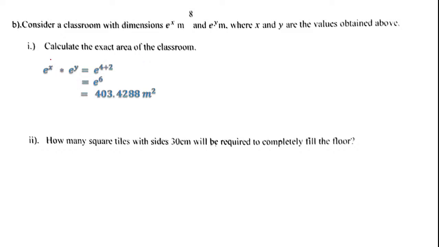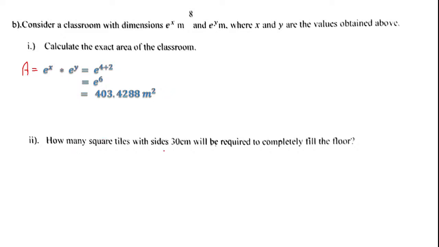So that will give us the area equal to length times width. That will give us e to the power x times e to the power y, which gives e to the power x plus y. But our x is 4 and our y is 2. So that gives us e to the power 6, which is equal to 403.4288 square meters. So this is the exact area of the classroom.